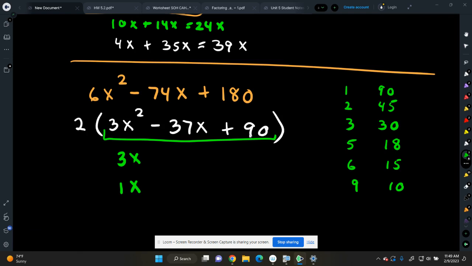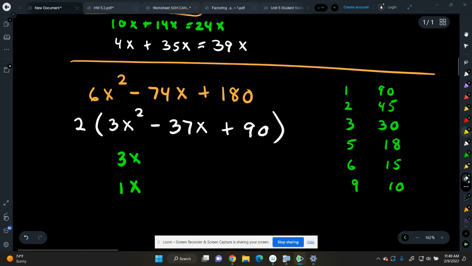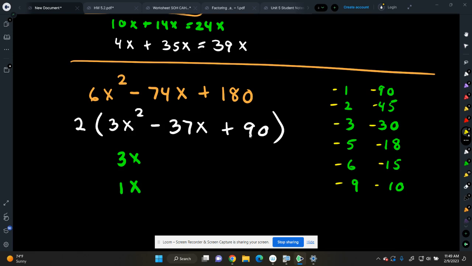All right, so this is a positive 90, but I need it to add up to a negative number. So what does that mean? They have to both be negative. Both of them have to be negative because it has to multiply to a positive number, but add up to a negative number. Which one do you want to try? 5 and 18. Negative 5, negative 18. When I cross multiply, negative 5x, negative 18, what does that equal?